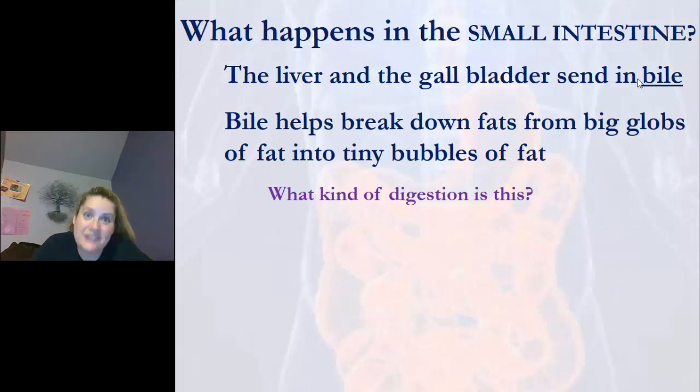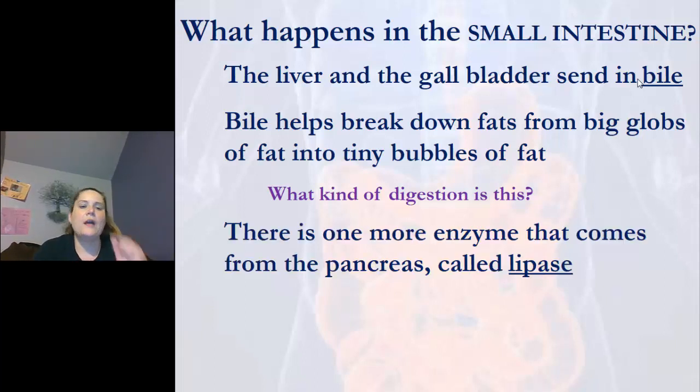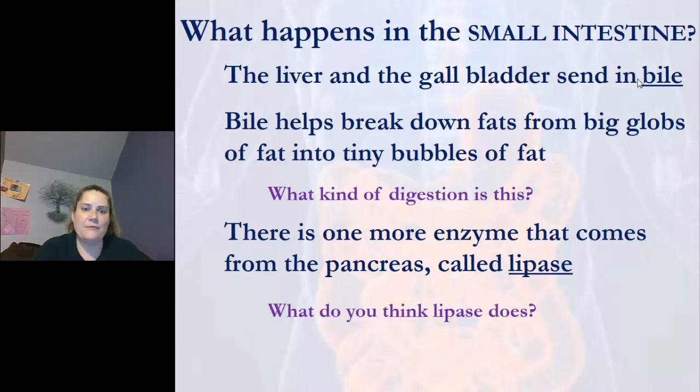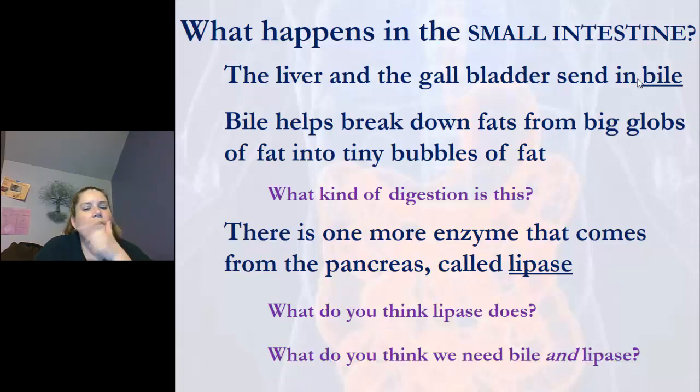Good. That's mechanical digestion. So even though we're taking one solution and mixing it with another solution and we're breaking something down, since we've got fats just becoming smaller fats, that's still just mechanical digestion. But there's one more enzyme that comes from the pancreas called lipase. Okay? Lipase is another enzyme from the pancreas. What do you think lipase does? And why do you think we need bile and lipase?